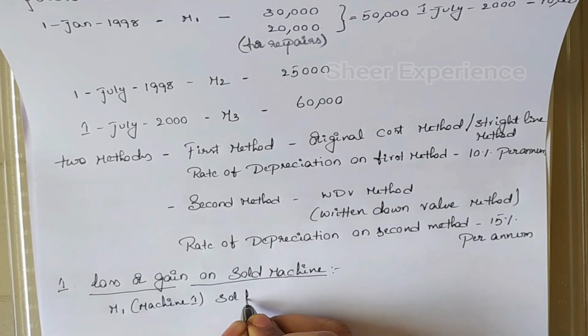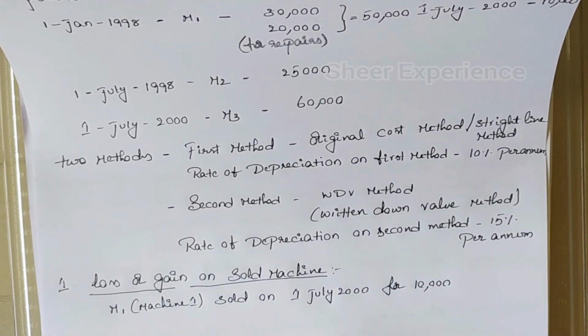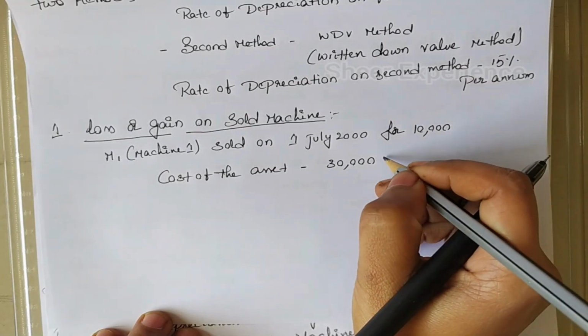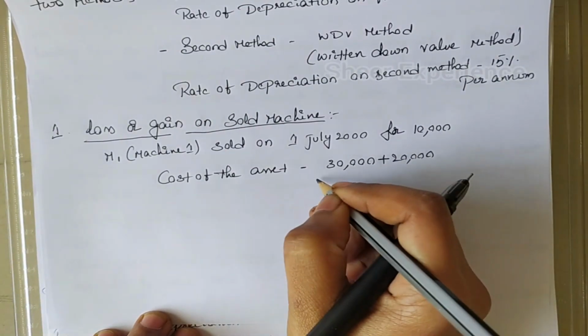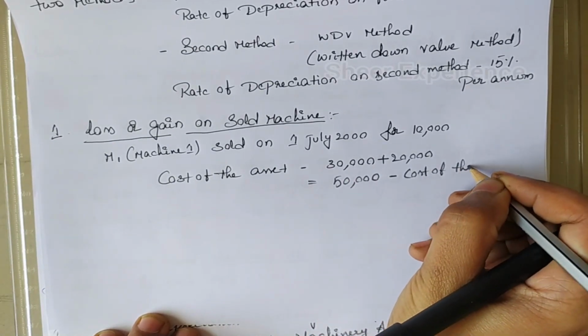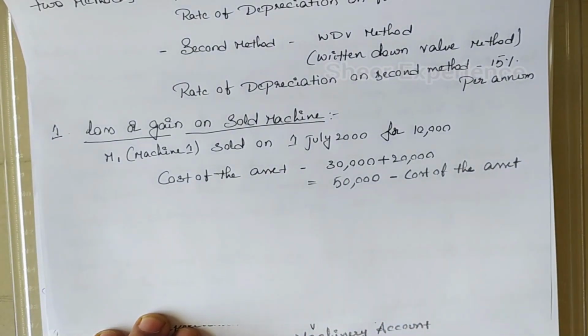Machine 1 was sold on 1st July 2000 for 10,000. The cost of the asset is 30,000. But we have spent 20,000 immediately for overhauling. You can consider overhauling as repairs. So the total cost of the machine is 30,000 plus 20,000, that comes to 50,000.